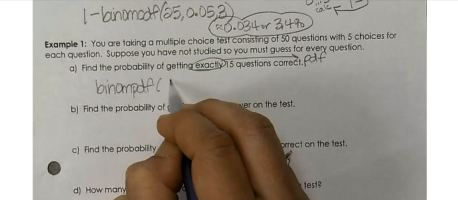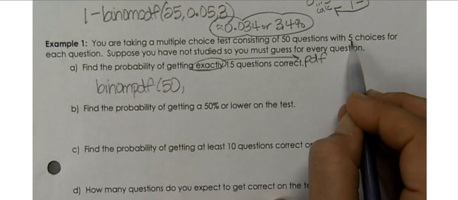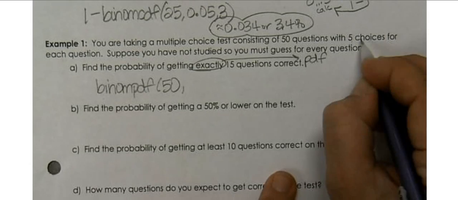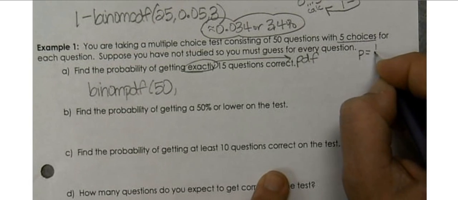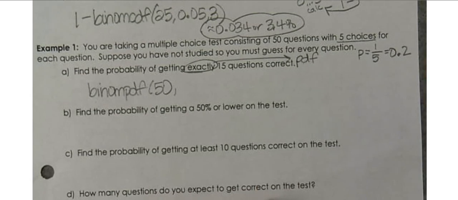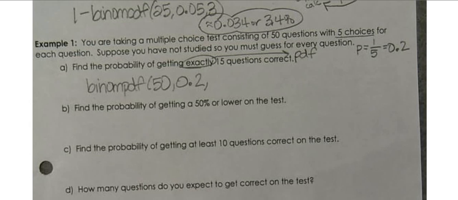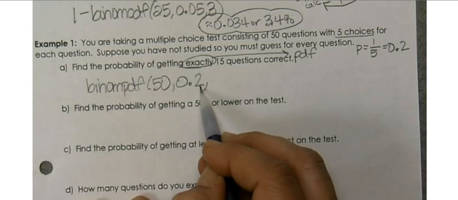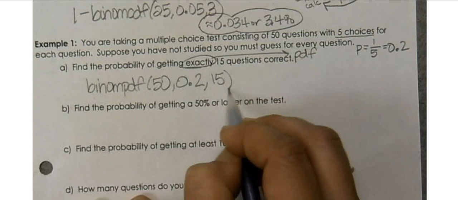We have 50 questions, but it doesn't tell us the probability, or does it? Well, if there are 5 choices, how many of those 5 choices are correct? Just 1. So to find the probability, what we would do is we would take, all right, there's 1 correct answer out of 5 choices, and so that really gives us a probability of 0.2. So that's the probability that we'll use in here. If you wanted to put 1/5, then you could, but y'all seem to like decimals anyway. So we want to have 50 trials, a likelihood of getting it correct of 20% or 0.2, and we want to know when there are exactly 15 questions.